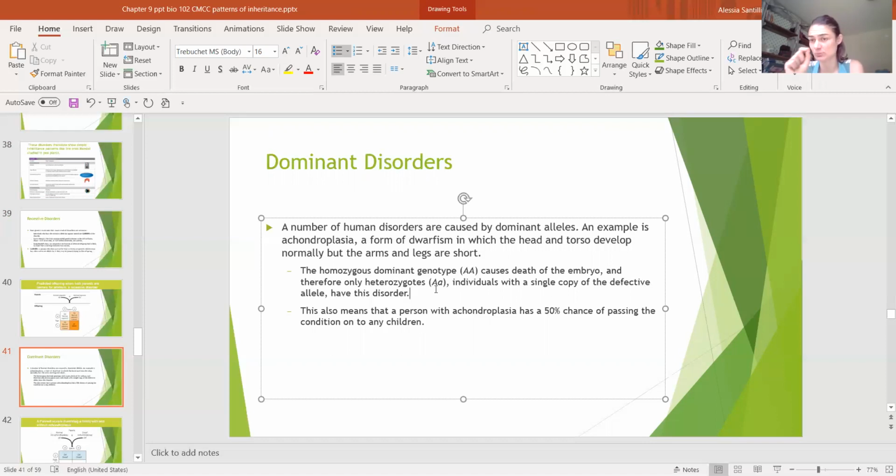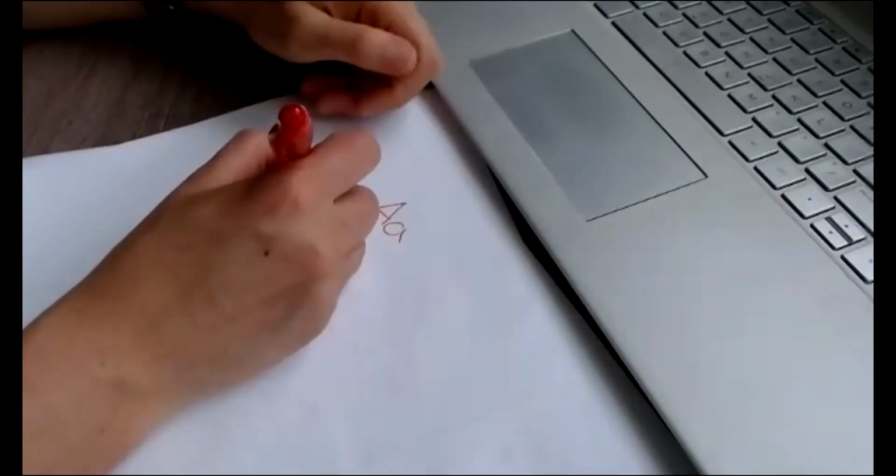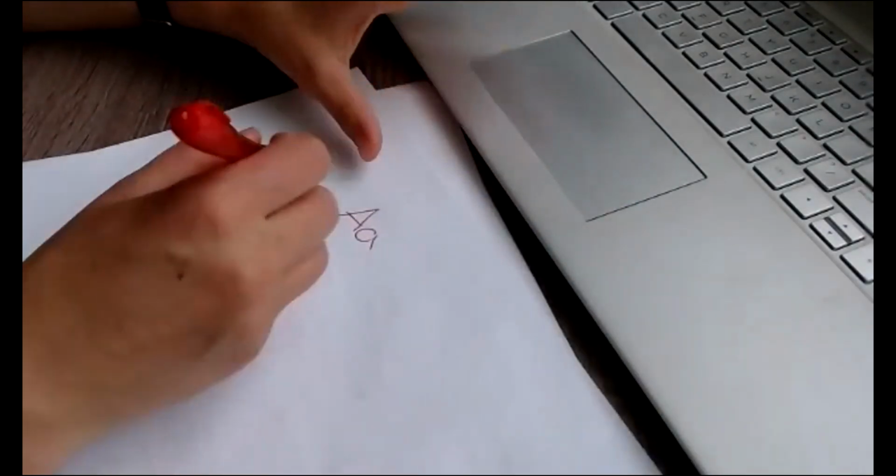So you could do a little Punnett square, thinking of someone who is heterozygous and comes together with a person that doesn't have any. Actually, let's do it together. Let's pretend we have an individual who has achondroplasia and is a heterozygote for achondroplasia. So big A, little a. And they come together with a person who does not suffer from dwarfism.